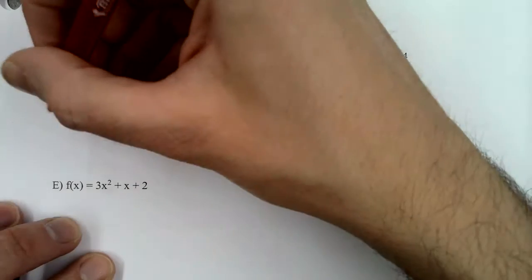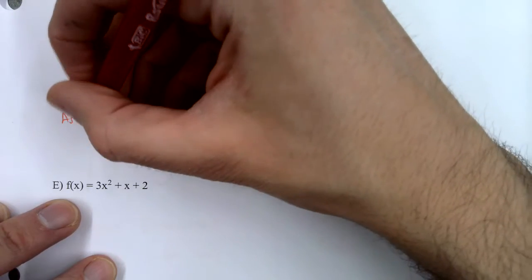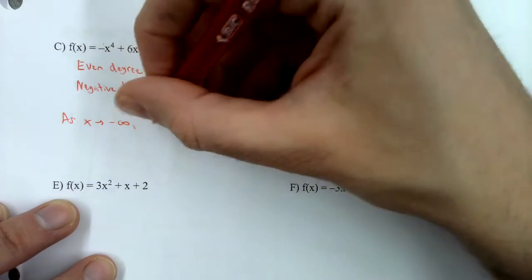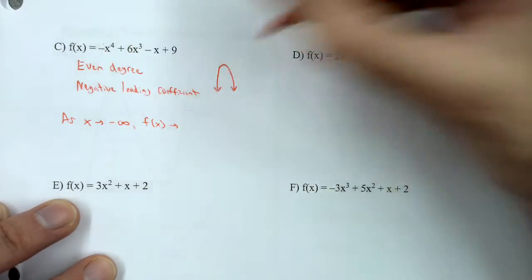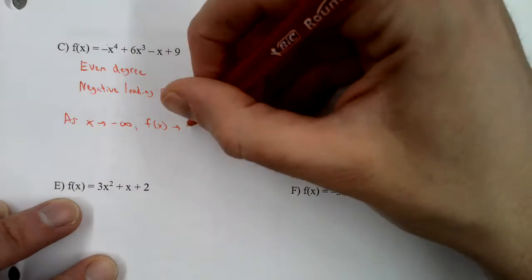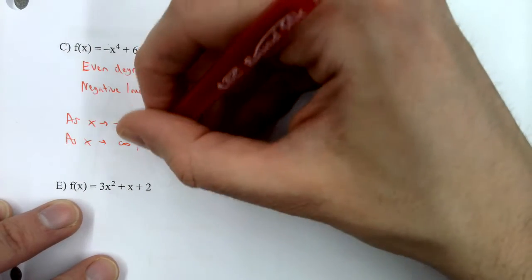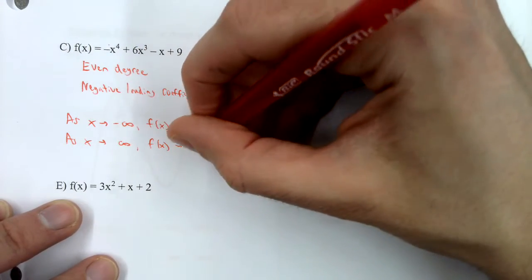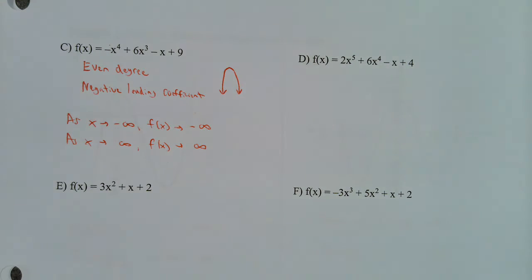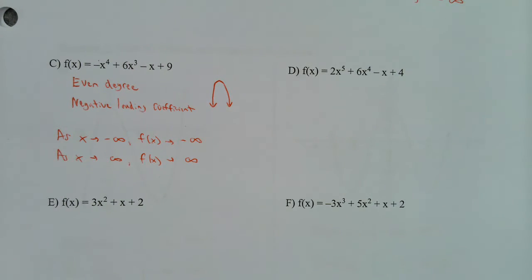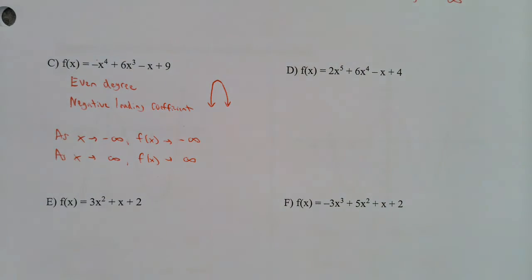So as x approaches negative infinity, f of x approaches negative infinity. And as x approaches positive infinity, f of x also approaches positive infinity. Okay? And that's going to be true for any even degree negative leading coefficient.